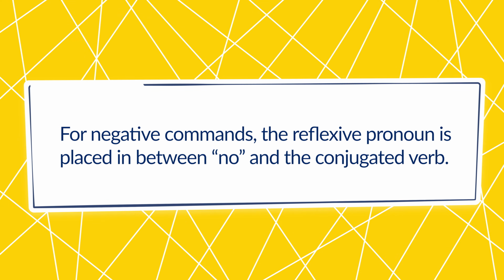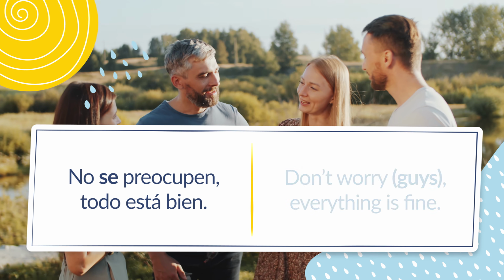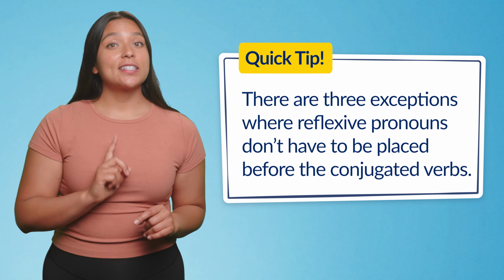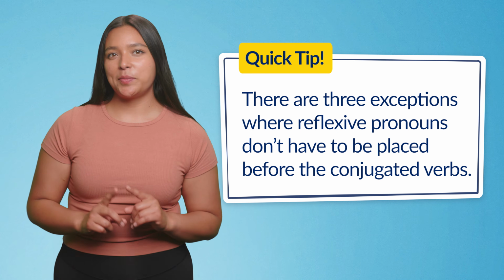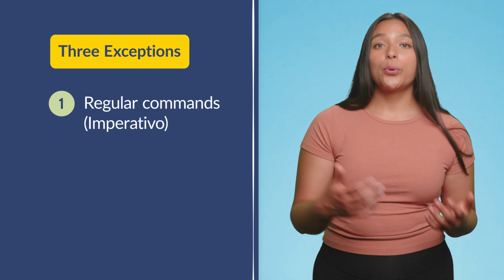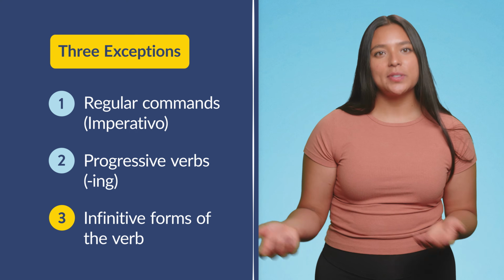For negative commands, the reflexive pronoun is placed between no and the conjugated verb. No se preocupen, todo está bien. Don't worry, guys, everything is fine. Quick tip, there are 3 exceptions where reflexive pronouns don't have to be placed before the conjugated verbs. Regular commands, imperativo, progressive verbs, ing verbs, and infinite forms of the verb.